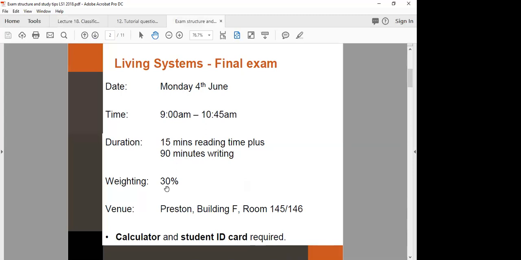Okay, weighting 30%. The exam is at Mel Poly Preston, our Preston campus, Building F, room 145, 146. Don't forget to bring your calculator or your student ID card. Also bring, of course, your pens, pencils, and a clear water bottle.